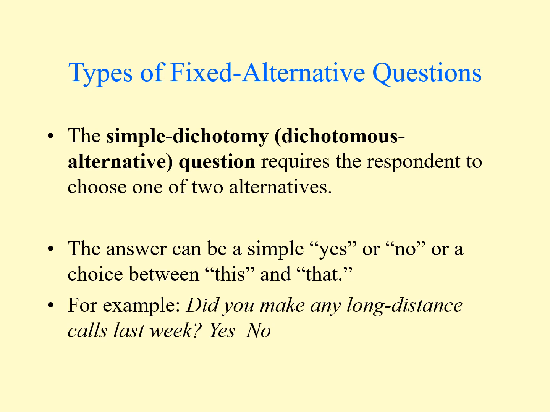Types of fixed alternative questions. The simple dichotomous alternative question requires the respondent to choose one of the two alternatives. The answer can be a simple yes or no or a choice between this and that. For example, did you make any long distance calls last week? Yes, no.